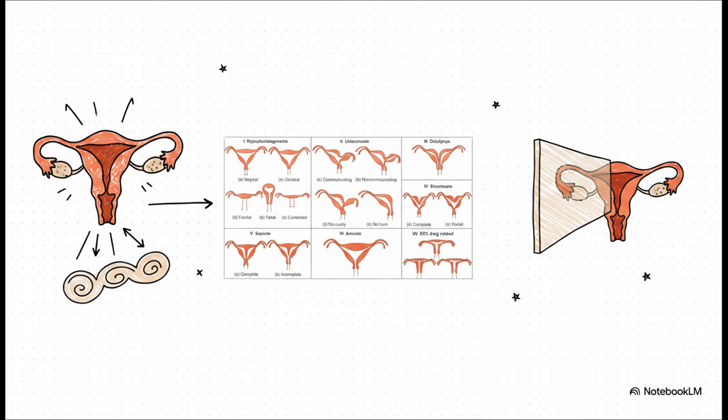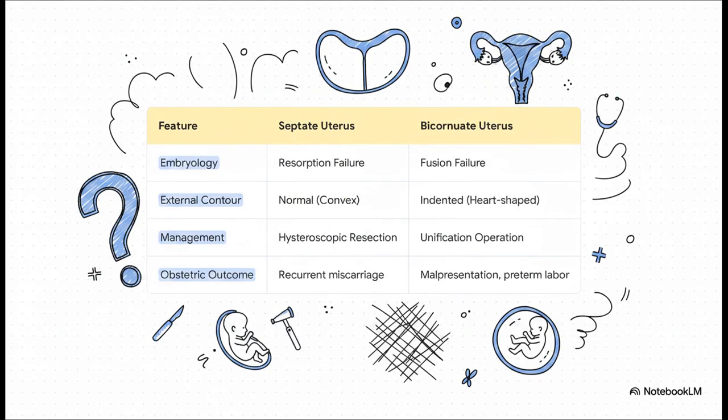Then you see the results of fusion failures, like the unicornuate, didelphys, and bicornuate uterus. And finally, the result of a resorption failure, the septate uterus. It lays out the whole spectrum beautifully. Now let's zoom in on the 2 that everyone gets mixed up.